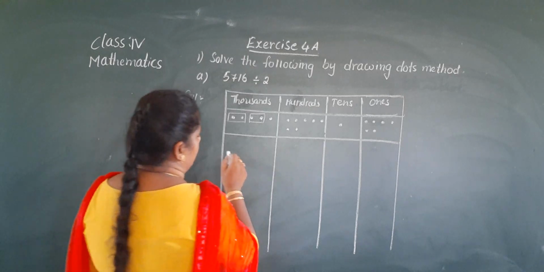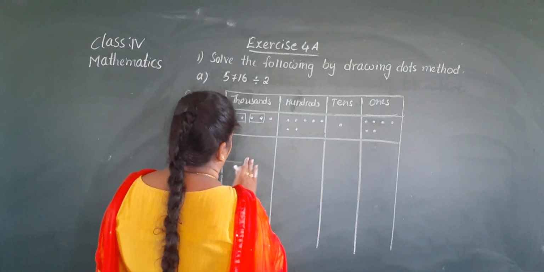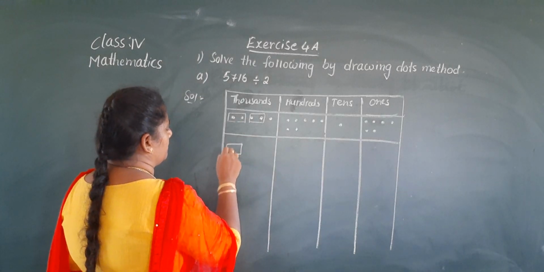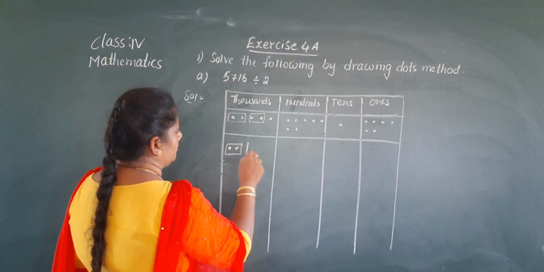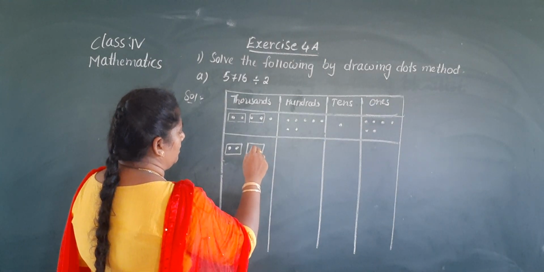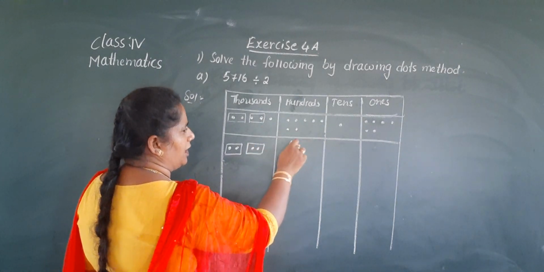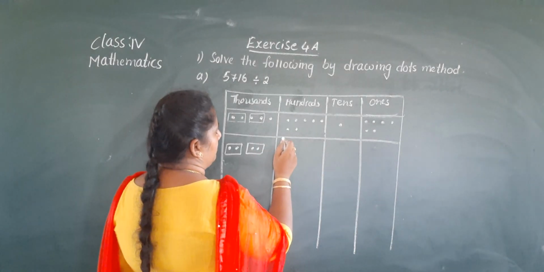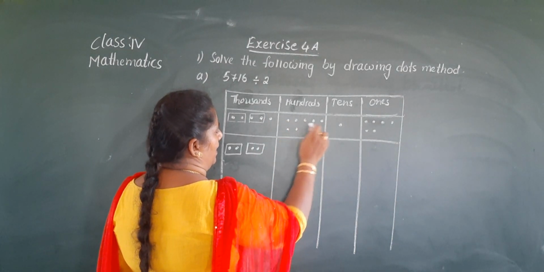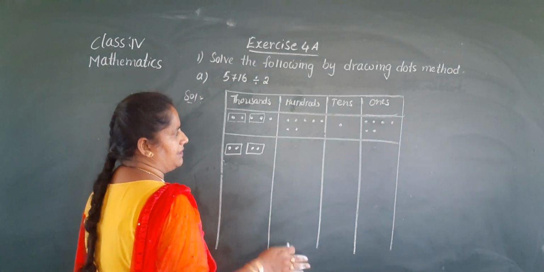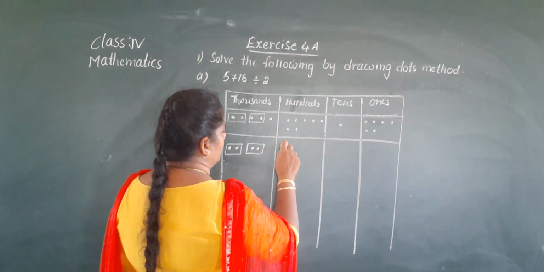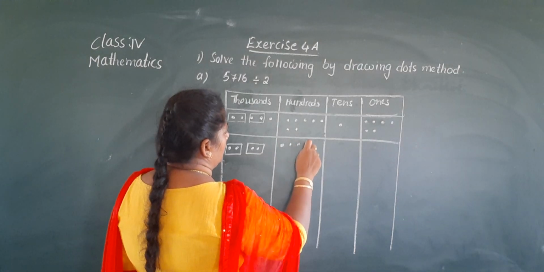So we will continue these 2 groups. And we will carry this 1 dot to the hundreds place. 1 thousand means 10 hundreds, so keep 10 dots here. 1, 2, 3, 4, 5, 6, 7. 7 dots are already there. Again 10 dots. That means keep 17 dots. 1, 2, 3, 4.